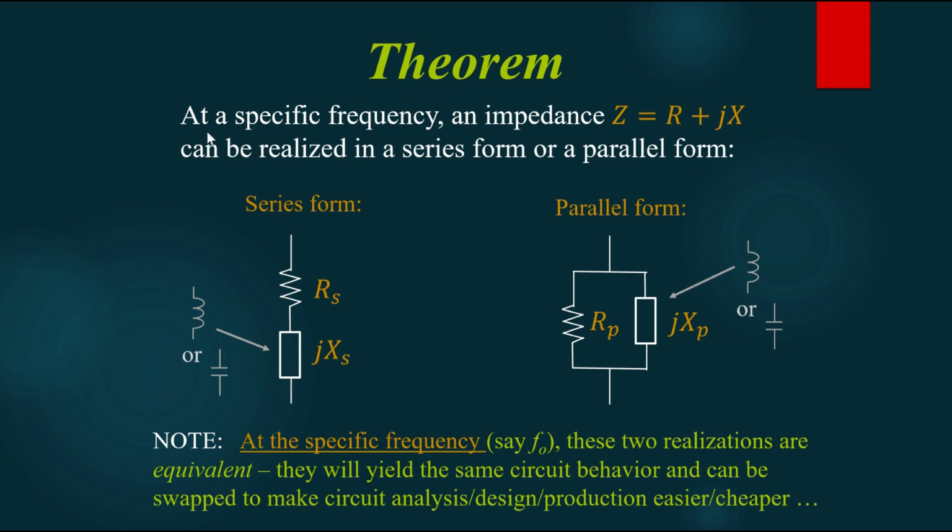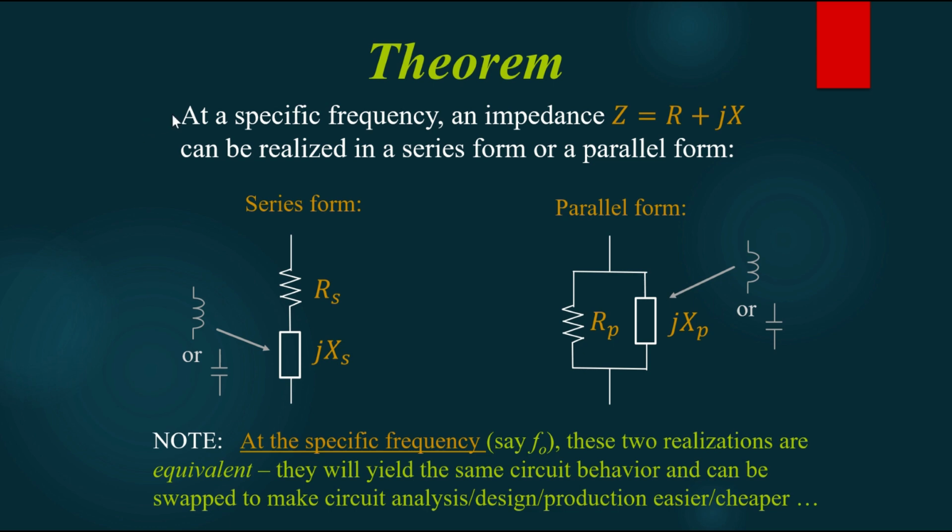So the theorem is at a specific frequency an impedance, Z equals R plus JX, can be realized in either a series form or parallel form. The word realized means to make real, to implement it, for example. So if I have an impedance that I'd like to implement with resistors and capacitors, for example, I can do it either by combining a resistor in series with a capacitor or a resistor in parallel with a capacitor. Or, in the case of the inductor that we were talking about, a resistor in series with an inductance or a resistor in parallel with an inductance.